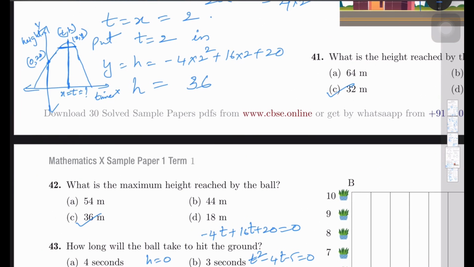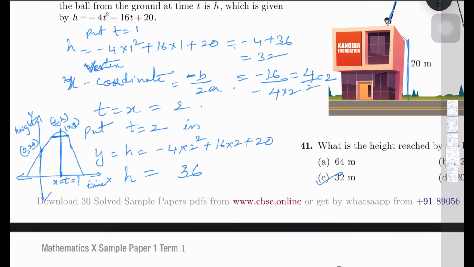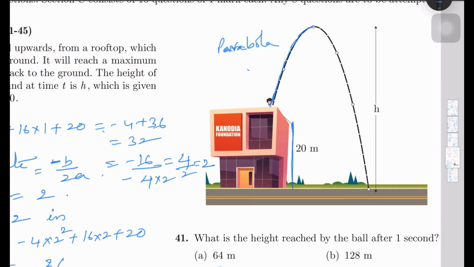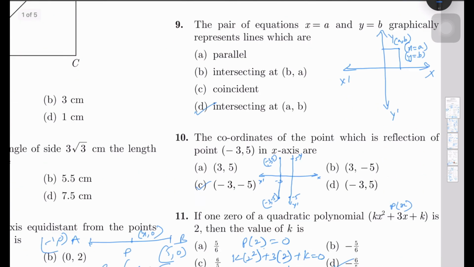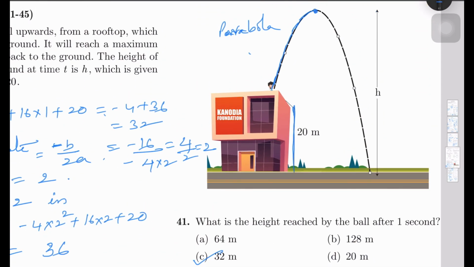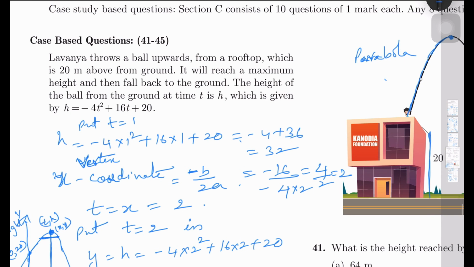Now, what is the maximum height reached by the ball? The maximum height reached by the ball is nothing but the vertex, this value over here. We can calculate this by using minus b by 2a. This is in the general form of ax square plus bx plus c. So here a is minus 4, b is 16 and c is 20.